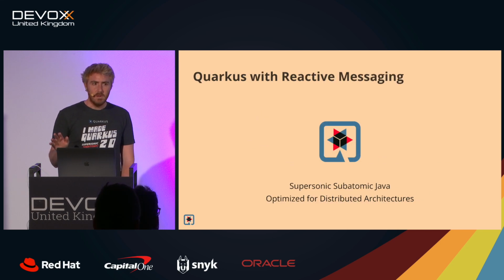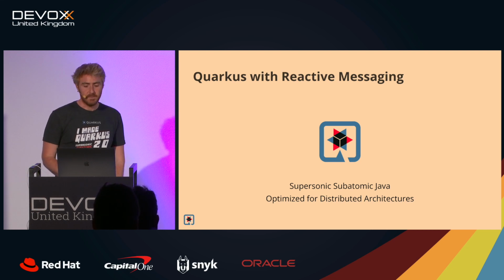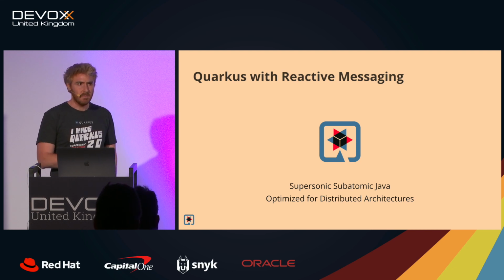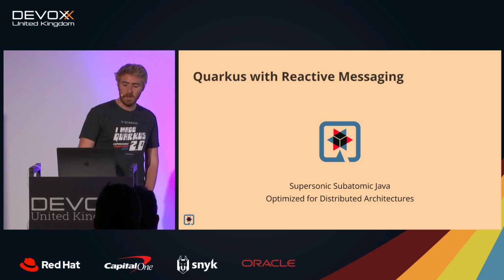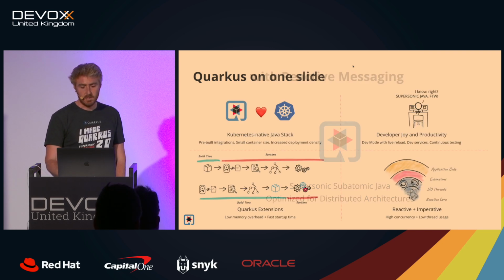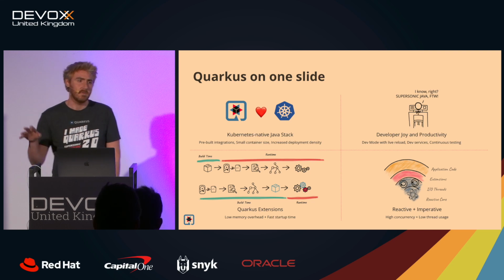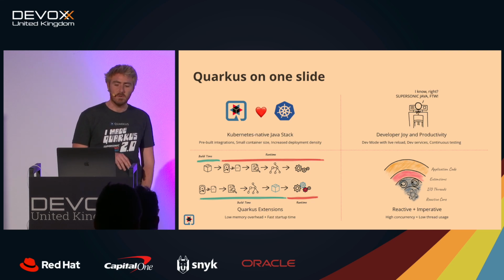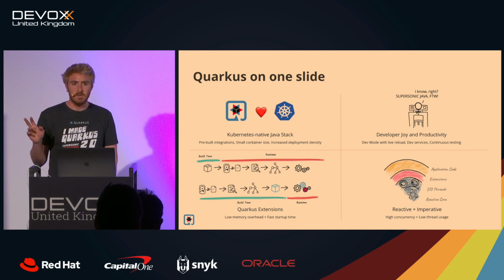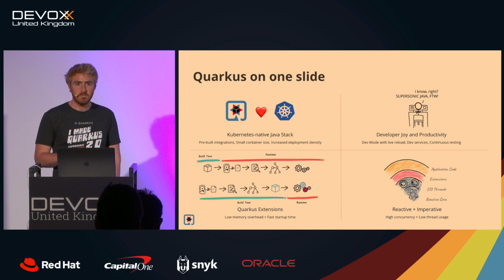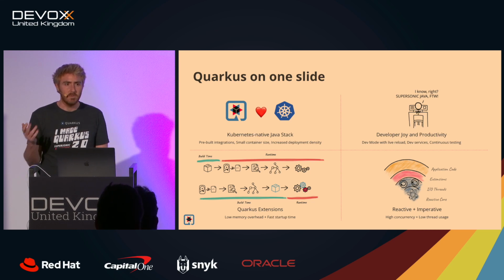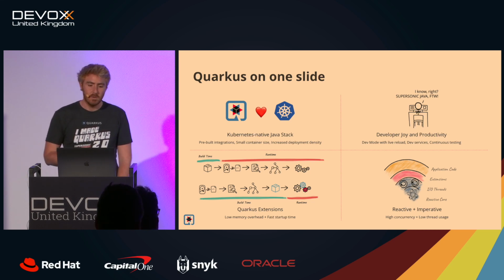In Quarkus, we use the reactive messaging framework to interface with Kafka. I'm guessing that you heard a lot about Quarkus today, but I will just do a recap of what Quarkus is in general, and then we are going to see how all these problems are solved in Quarkus with reactive messaging. So Quarkus is a Java framework that's optimized for container workloads.